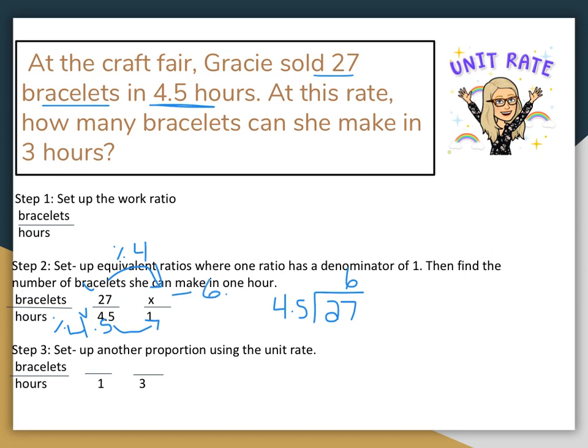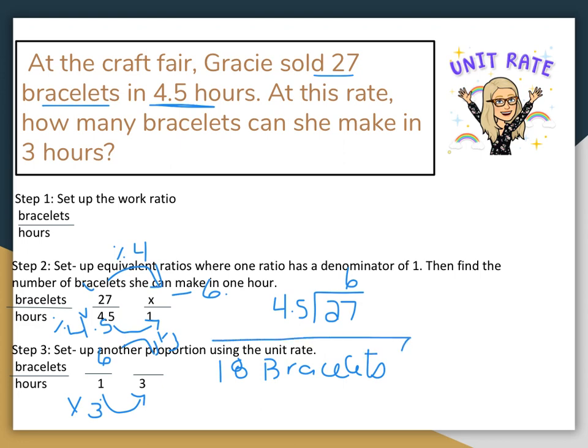So now we're going to use that unit rate to determine how many bracelets she can make in 3 hours. We're going to scale the hours up from 1 to 3. We're going to scale up this time. Now we'll scale our bracelets up by 3 to give us 6 times 3, which is 18. So Gracie can make 18 bracelets in 3 hours.